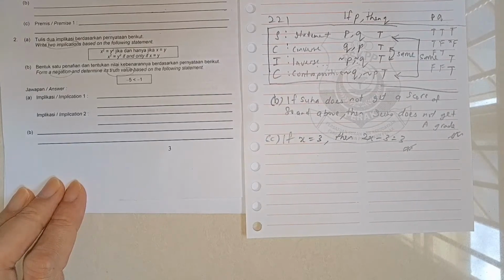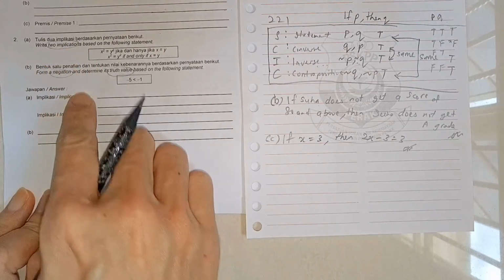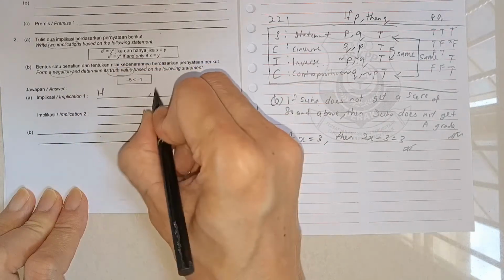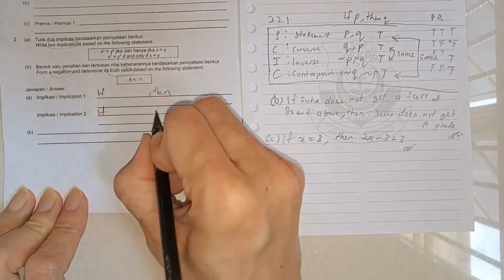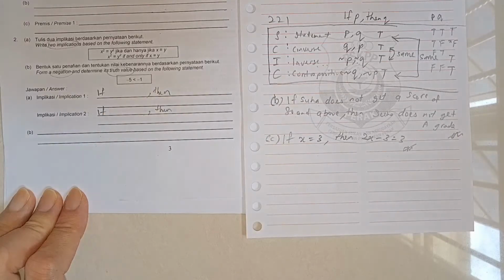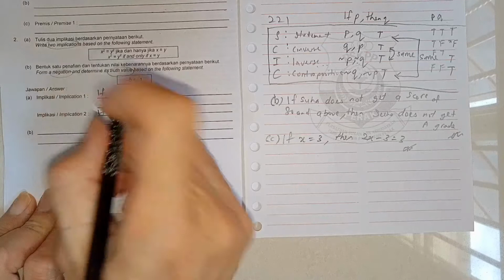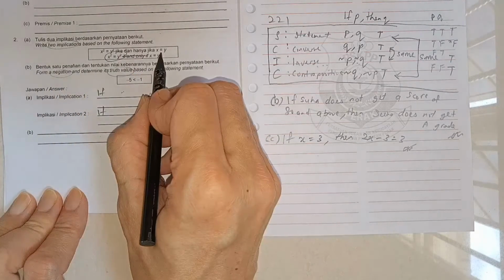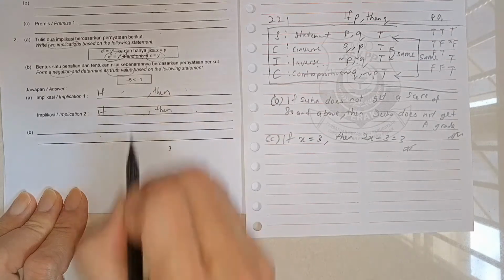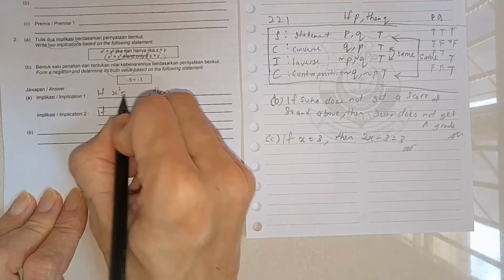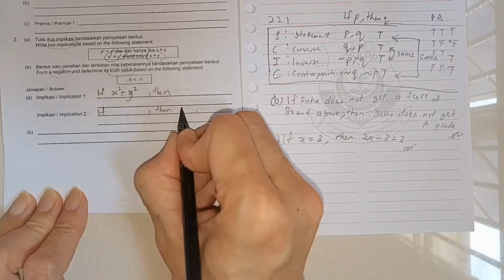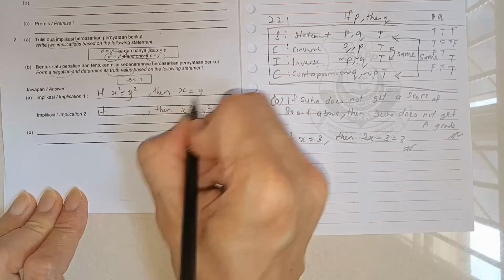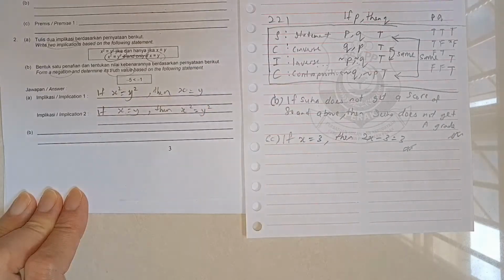Okay, so now we look at question number 2. Implications, that means there are two answers. So the answer is if-then, and the other one is then-if. Okay, so write down if and only if, cancel it. This one put in front and behind, this one put behind and in front. Okay, that is the answer.